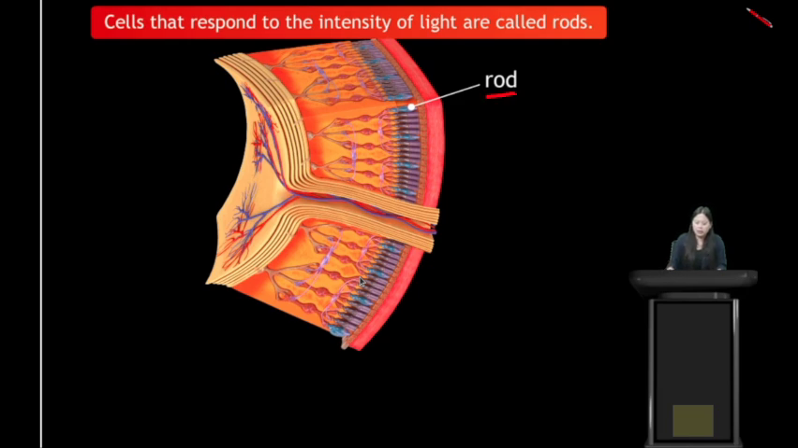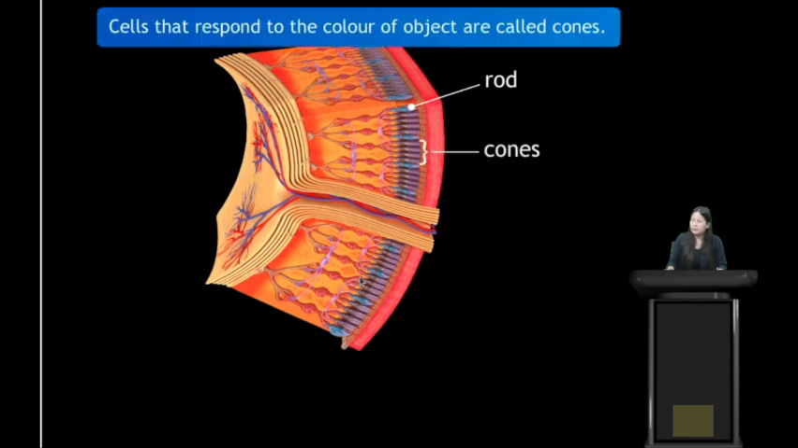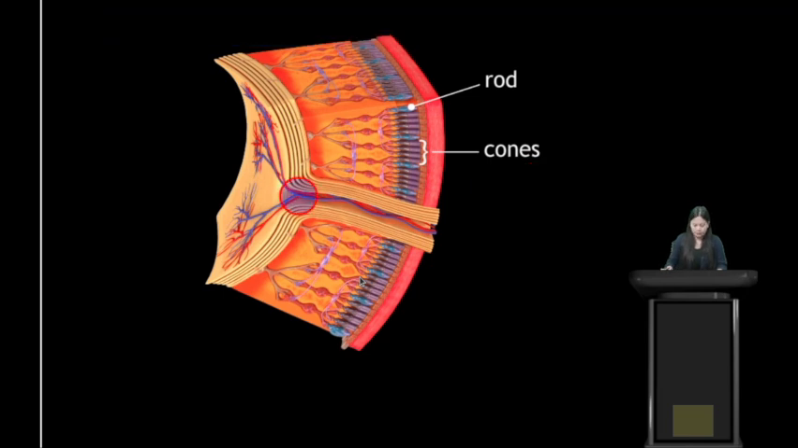Cells that respond to the intensity of light are called rods. Sometimes we are able to see very dark colors, sometimes we are able to see light colors. So this cell, known as the rod, responds to the intensity of light. There is another type of cells called cones, and these are the cells that respond to the color of the object. Alright students, these rods and cones are also known as photoreceptor cells.